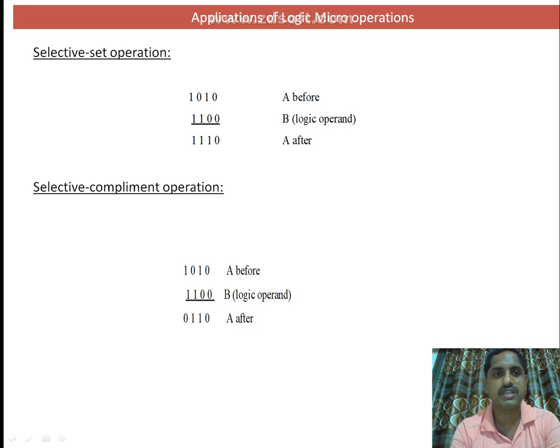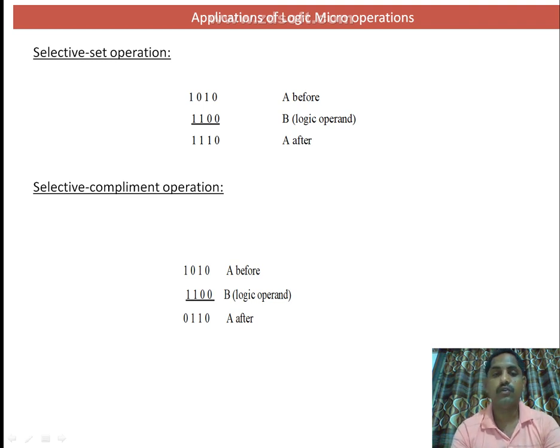In a typical application, we can select one of the operations, the selective set operation. It sets to 1 the bits in register A where there are corresponding ones in register B. It does not affect the bit positions that have zeros in B. In the following example, A is 1010 and B is 1100, so after the operation A is 1110. The two leftmost bits of B are 1, so the corresponding bits of A are set to 1. One of these two bits was already set, and the other has changed.